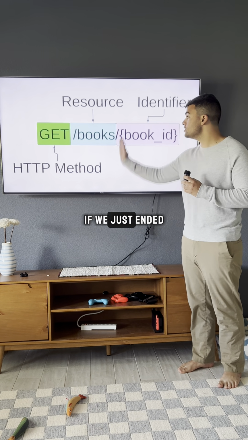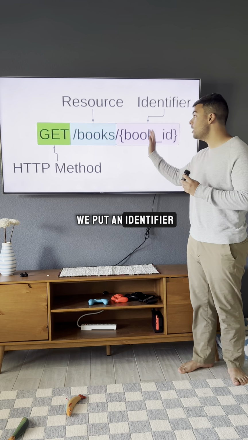Notice how books is plural. If we just ended the call here, we would get a bunch of books. If we put in an identifier, we're only going to get one book.